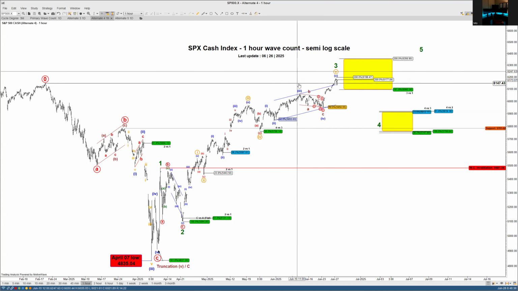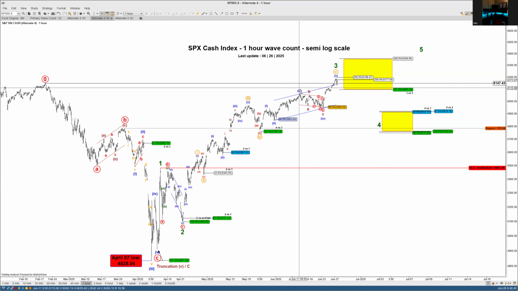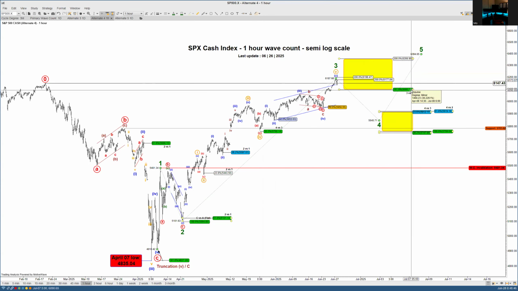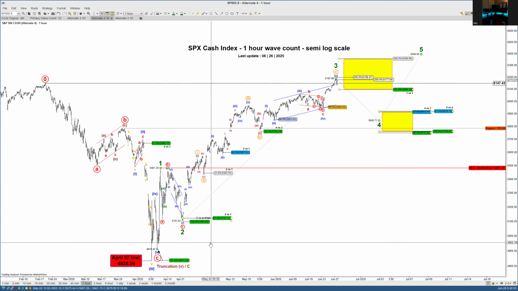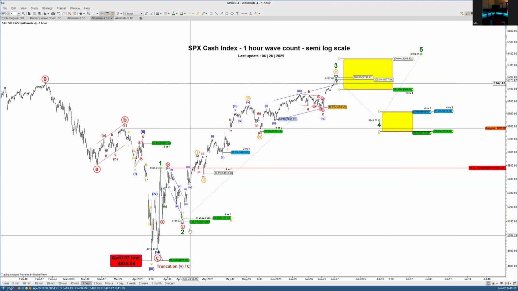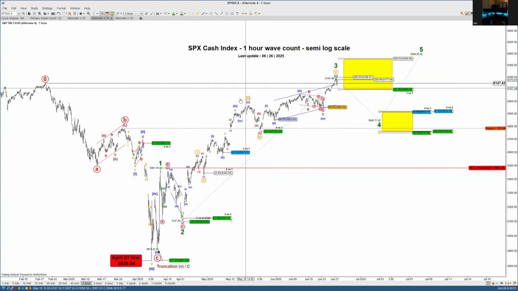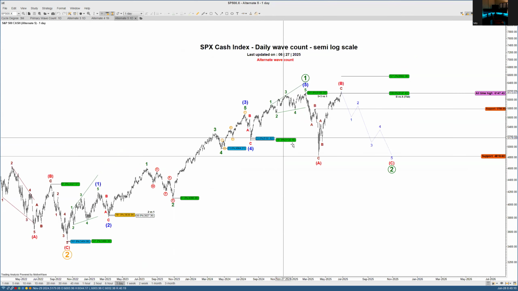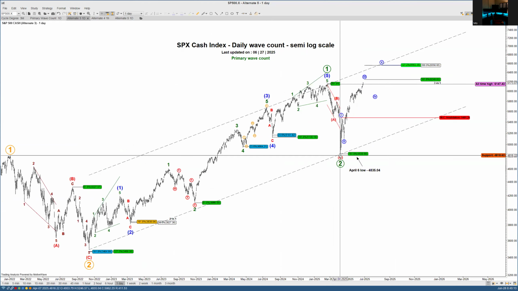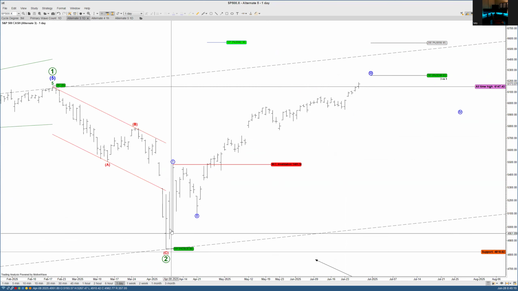On the S&P we have 6100, and this one is 6350. The only thing is, you have to understand that when you come down to a 1 hour wave count, it's going to give you a much better read on price. Then when you go back to a daily time frame, now these are daily bars.